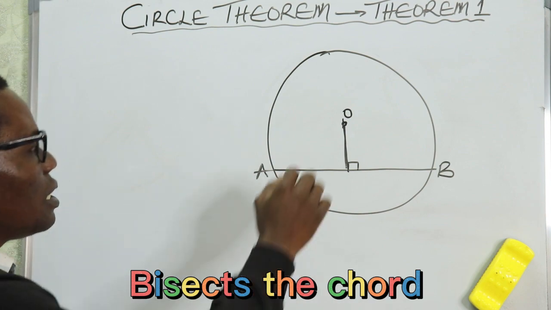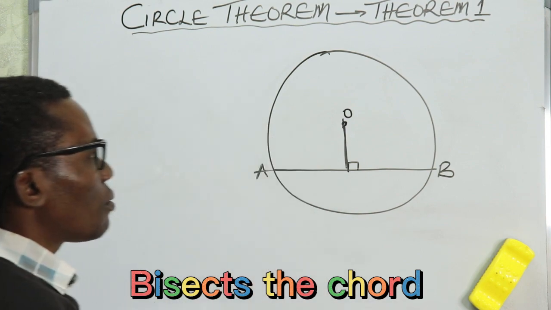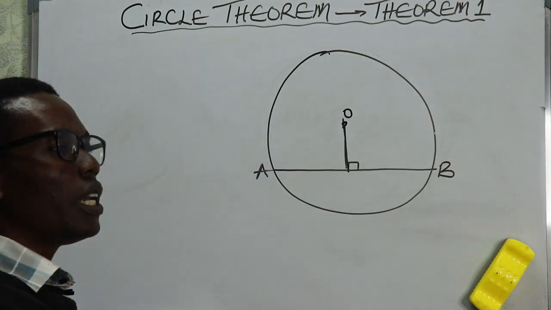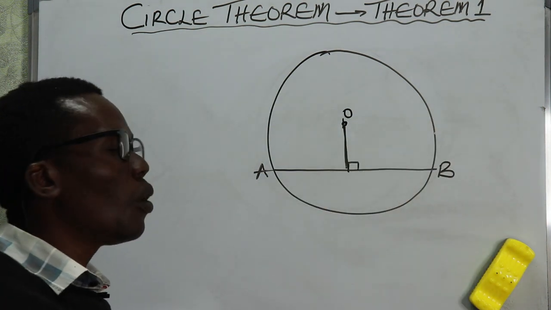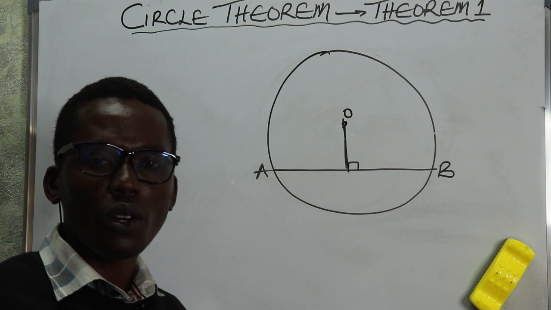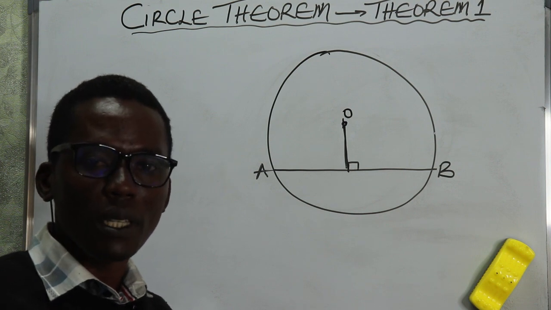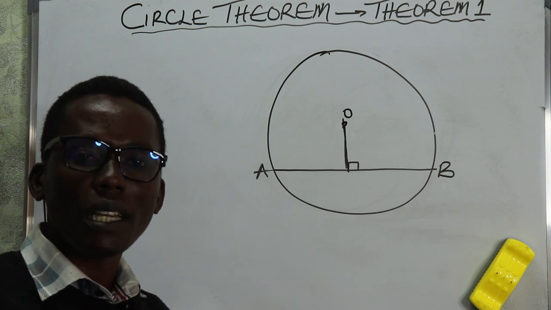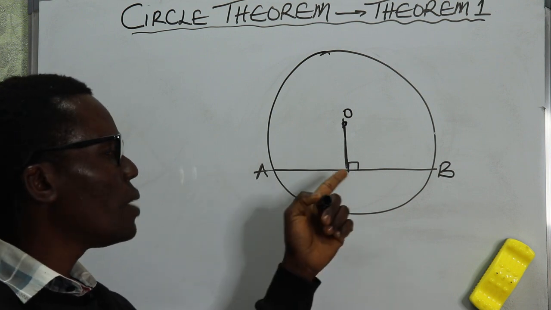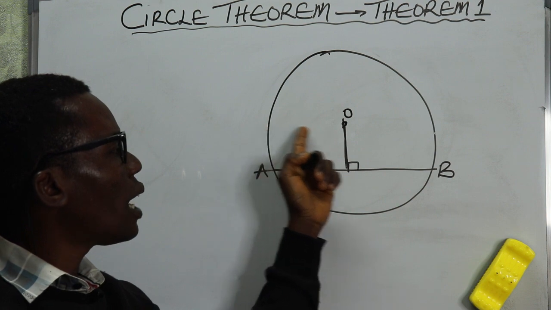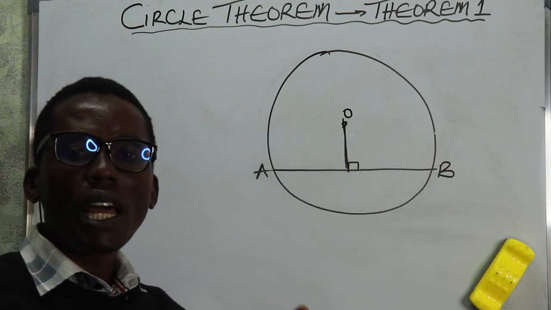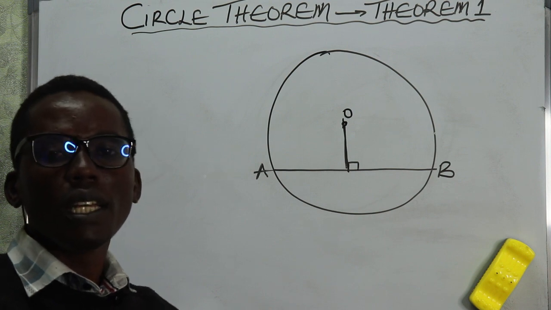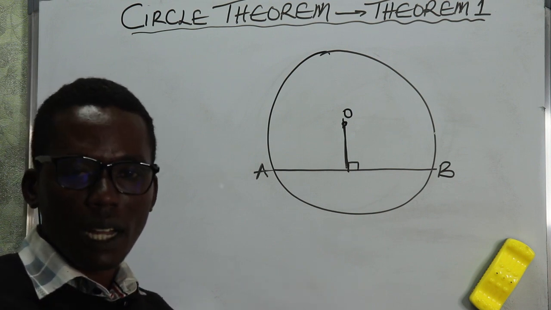This means that if a line is drawn from the center of a circle to a chord, so long as it is not a diameter, it is perpendicular to that chord and it also bisects the chord. So if this chord is not at the diameter, or the line is not drawn from the center of the circle, then this theorem stands.